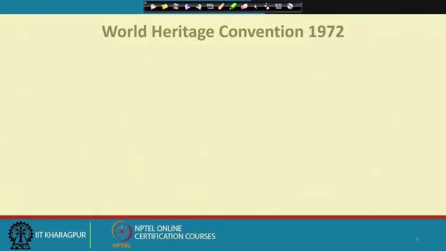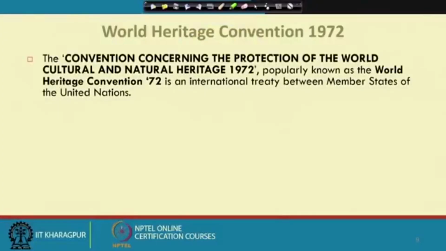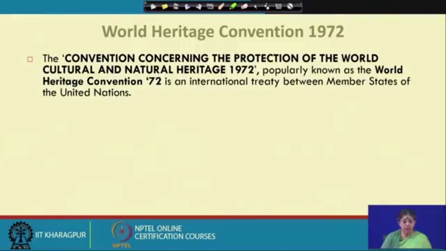Now, the World Heritage Convention, as I told you, the 1972 convention, is absolutely important to understand, because it set certain guidelines for World Heritage Sites, and it is not a static one; it has been evolving over the years and changing some of the concepts. The Convention Concerning the Protection of the World Cultural and Natural Heritage 1972, popularly known as the World Heritage Convention 1972, is an international treaty between member states of the United Nations. So, a state or country has to be a member state of the United Nations for its properties to be declared as a World Heritage Site.